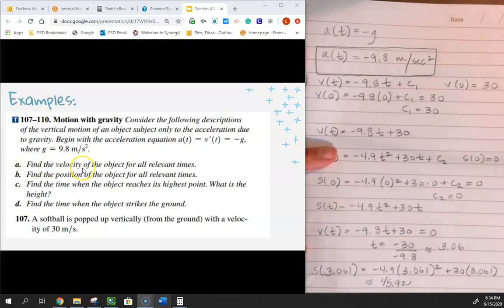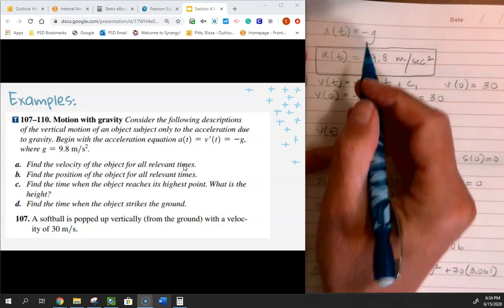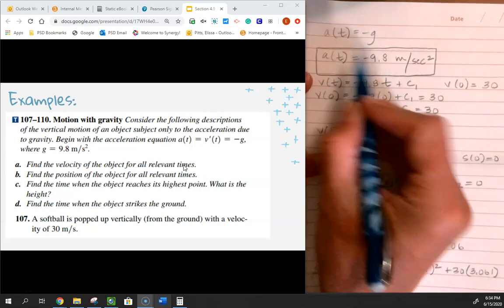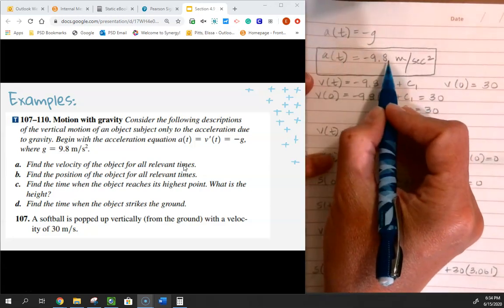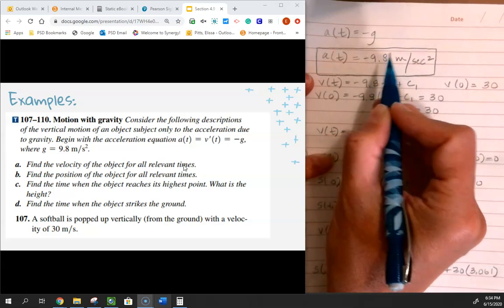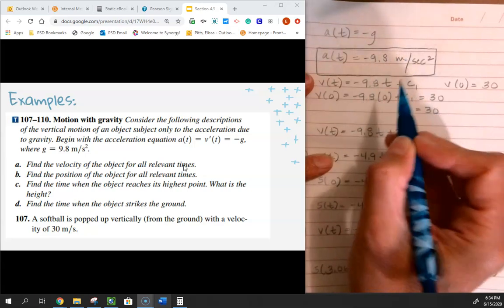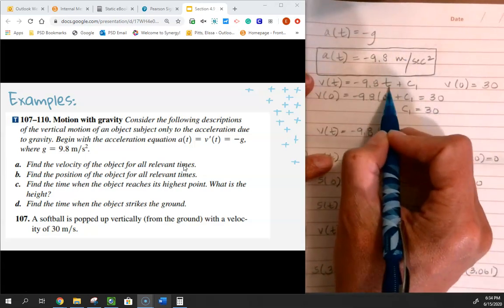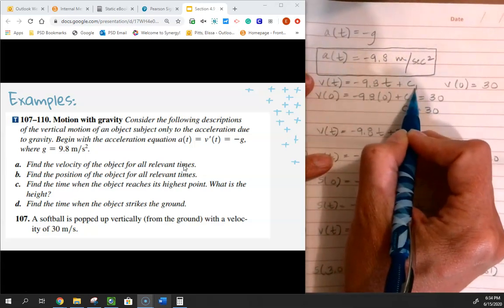Part A, find the velocity of the object for all relevant times. So if I want to go backwards from acceleration to velocity, I have to take the antiderivative of acceleration. So what do I take the derivative of to get negative 9.8? I have to take the derivative of negative 9.8t plus a constant.